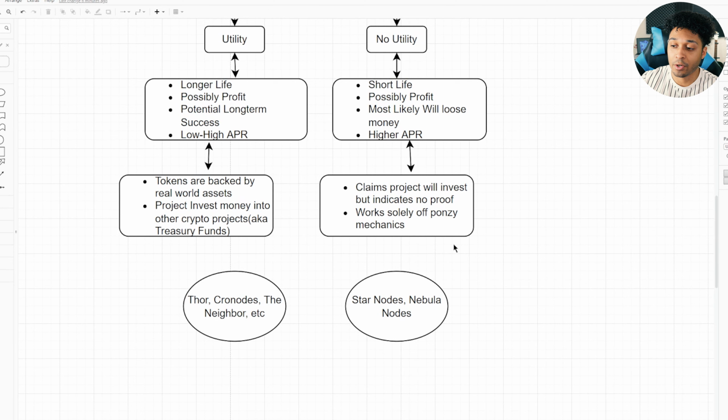And I didn't really get over to the no utility projects, but something like Star Nodes, most recently Nebula Nodes, there's not really much utility there. And they haven't really told what they're investing in. There hasn't really been any investments, not that I'm aware of. So it kind of seems like they're working mainly off of the Ponzi-nomics, and these are really, really dangerous projects ultimately in the long run. Again, Star Nodes did make me a lot of money in the past, but I did get into the project relatively early before it blew up. That's really just kind of the luck of the draw. I got pretty lucky on that one, to say the least.